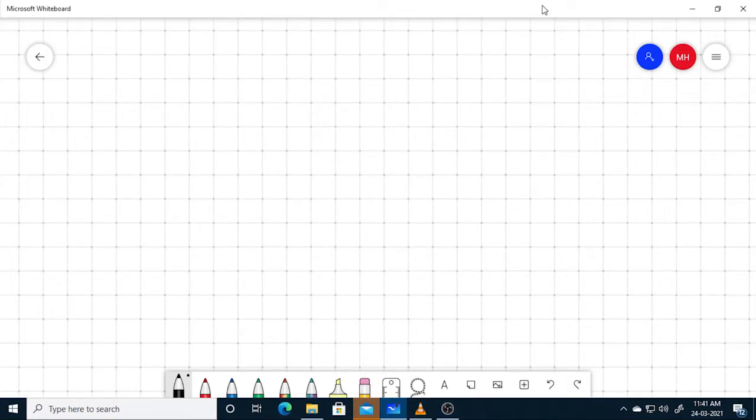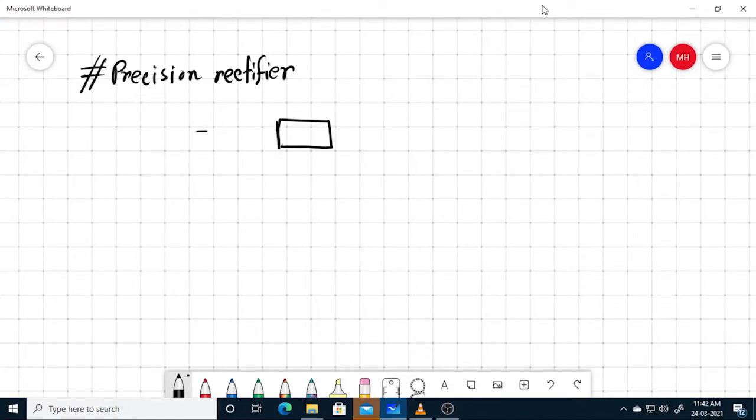So, hello people. Today's topic is precision rectifier. To understand precision rectifier, we have to understand rectifier first. What is a rectifier? A rectifier is a device like this, where we'll input something and we'll get an output.